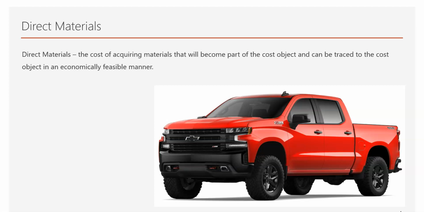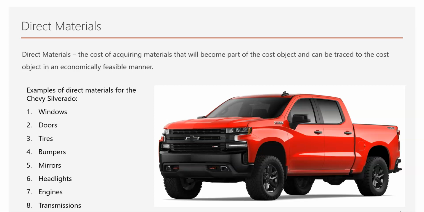In this illustration, we have a Chevy Silverado. So what are some direct materials? Well, windows, doors, tires, bumpers. Each car has got to have two bumpers, a front bumper and a back bumper. This truck will have 4 tires and maybe a 5th one for a spare.